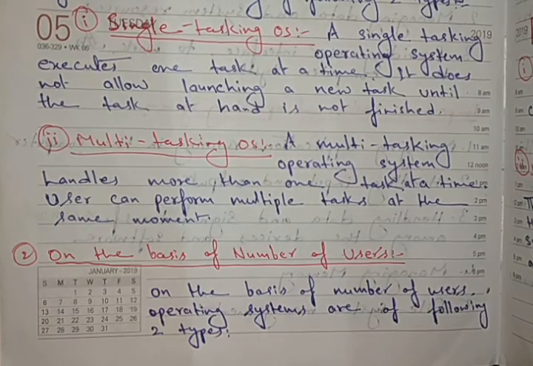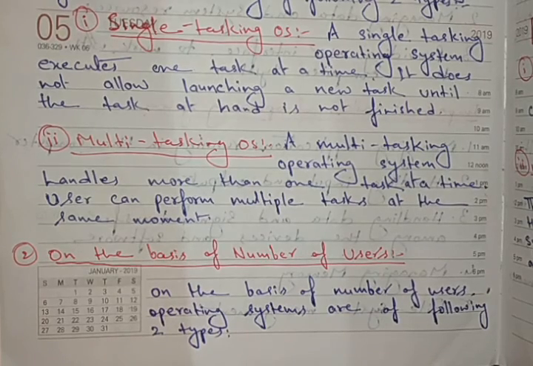We can also categorize operating systems on the basis of the number of users. The first one is the single user operating system. A single user operating system allows only one user to work at a time. It means that only one single user can log in at the same time. Examples of single user operating systems are DOS, Windows 95, Windows 98, Windows ME, etc.